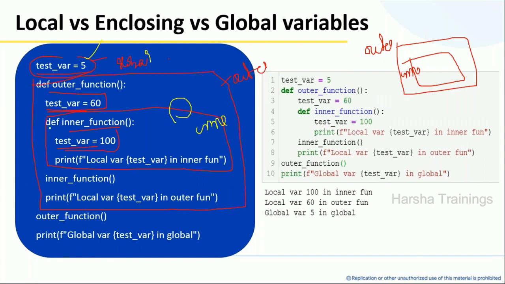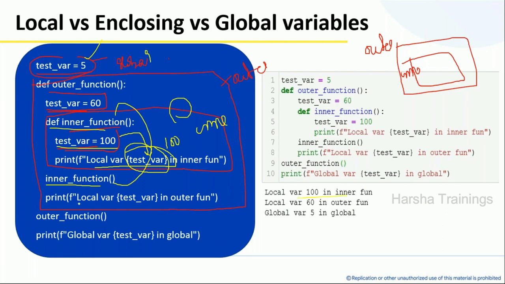Now there is a rule, Andy. If I want to execute this inner function, here I'm calling inner. If I call this function, it will call this inner function. Now test_variable equal to 100. Here I'm printing the test_variable. Please tell me whether it will print 5, 60, or 100. Always local variables have the highest precedence. So test_variable is going to print as 100.